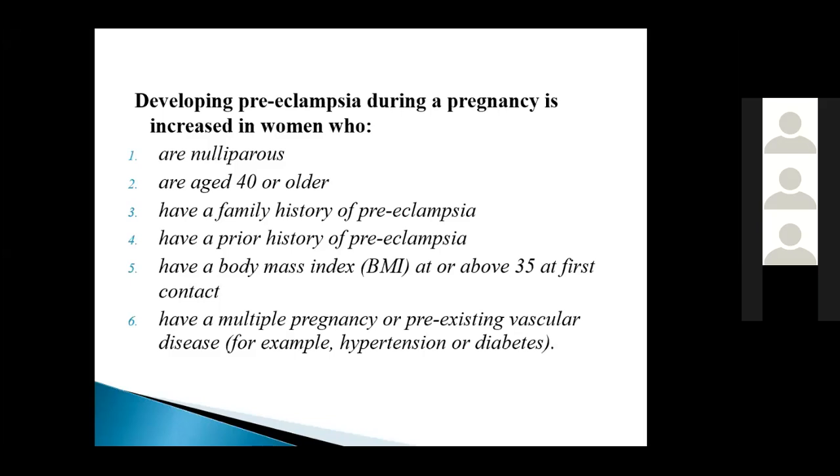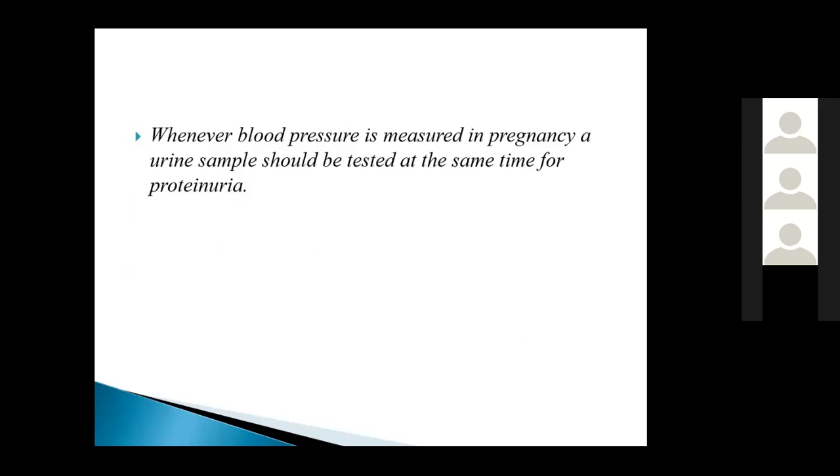The risk of developing preeclampsia during a pregnancy is increased in women who are nulliparous, who are aged 40 or older, have a family history of preeclampsia, have a prior history of preeclampsia, have a body mass index, BMI, of 35 or above at first contact, which means she is obese, have a multiple pregnancy, or have pre-existing vascular disease, for example hypertension or diabetes. In such situations, we will advise the patient for screening.